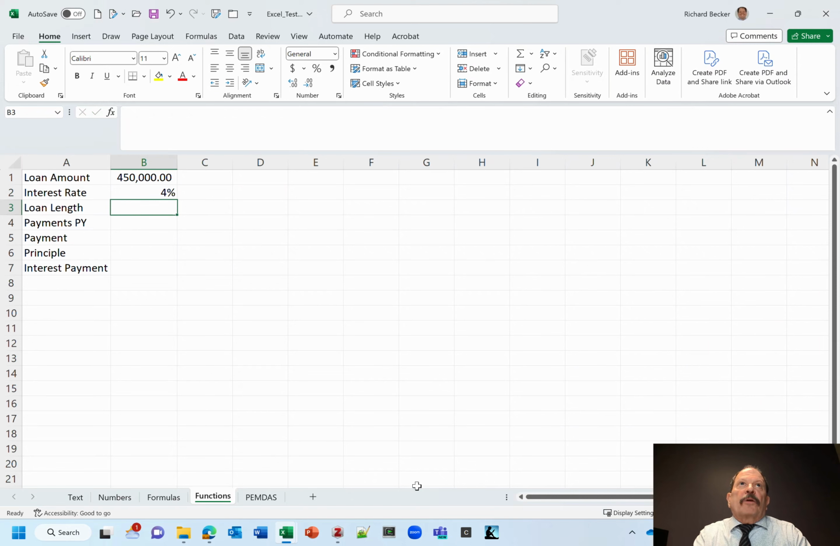And I want to be a little aggressive, and I want to try and pay this loan off in 15 years. So we'll do that. And then how many payments are there per year? Well, we know that there's 12, because every month you have to pay. So what we're going to be doing here is referencing these cells right here, and whatever those values are, we're going to pass those values into our function.